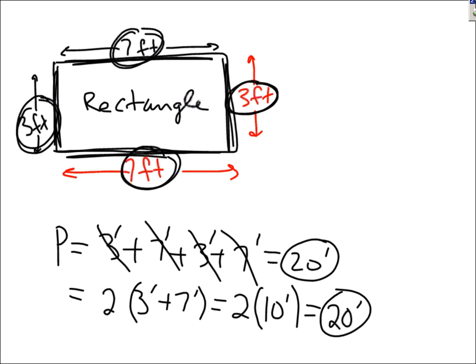Okay, let's try another one where it's not a rectangle or a square. It's a strange figure.